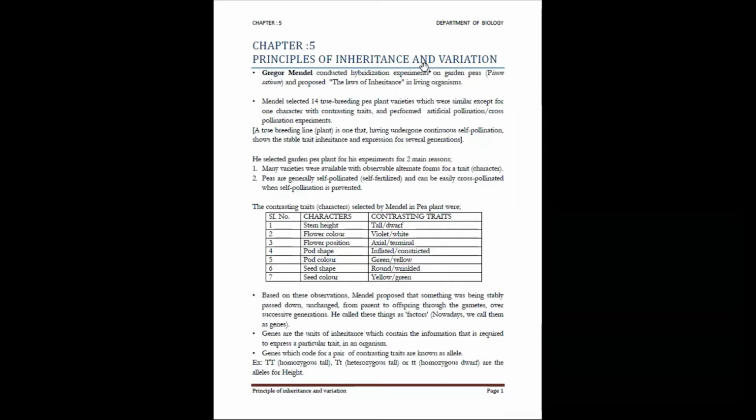And then moving on, these three paragraphs are just an introduction, not many questions are asked from this. But the tabular column which you can see, that is the contrasting traits or characters selected by Mendel in pea plant. So these characters would be asked sometimes in questions, so you have to always note down the characters and their contrasting traits. Moving on, in the next paragraph you can see a term called factors, that is now called genes. So that also, a question would be asked.